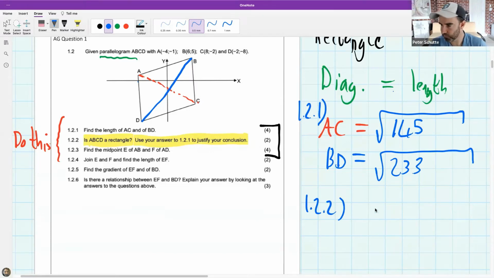Okay, so I see some people in the chat are already saying that they're making a decision. They're saying ABCD is a rectangle or ABCD isn't a rectangle. I want to know, do you think it's a rectangle or do you not think it's a rectangle? And why do you know? What's your reason?